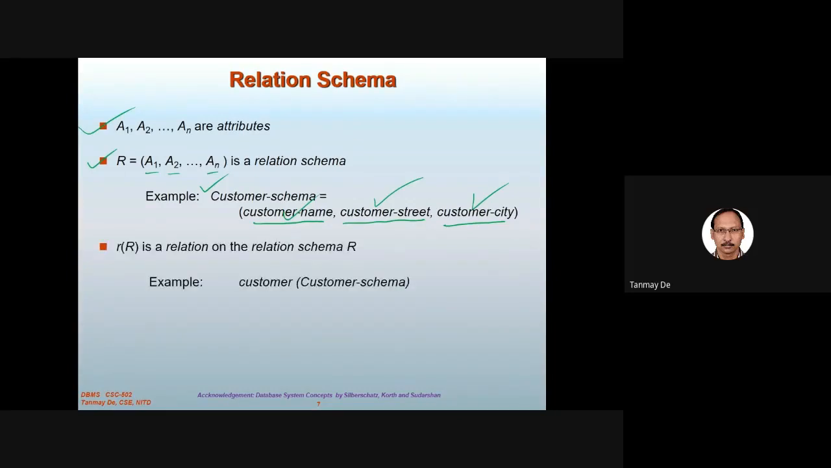Small r is the relation, and capital R is the relational schema. This relation small r on the relational schema R, that is a relation on relational schema R. What is this? It is a relation small r on the relational schema capital R. For example, here customer is the relation on the relational schema customer schema.